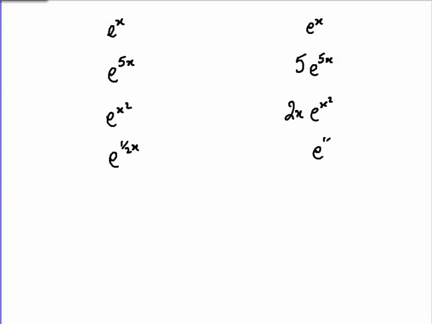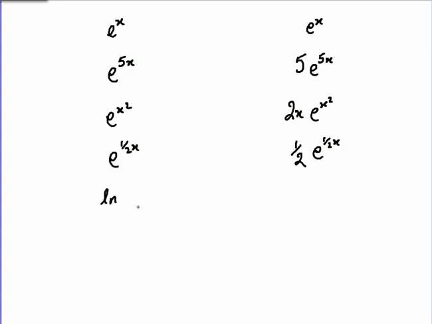E to the x we know differentiates to e to the x, so if we've got a composite, let's say e to the 5x, it differentiates to e to the 5x times the derivative of the inside, 5. E to the x squared, times the derivative of the inside, 2x. E to the half x, differentiate the outside, then differentiate the inside.